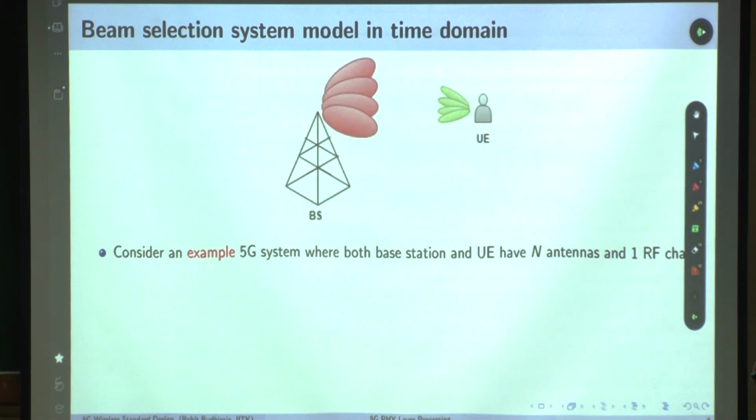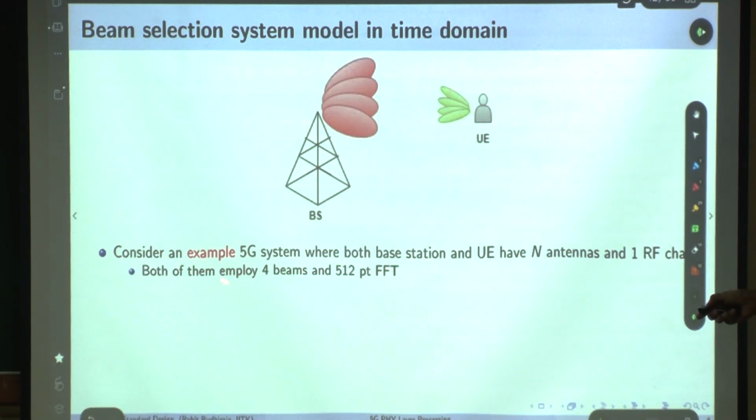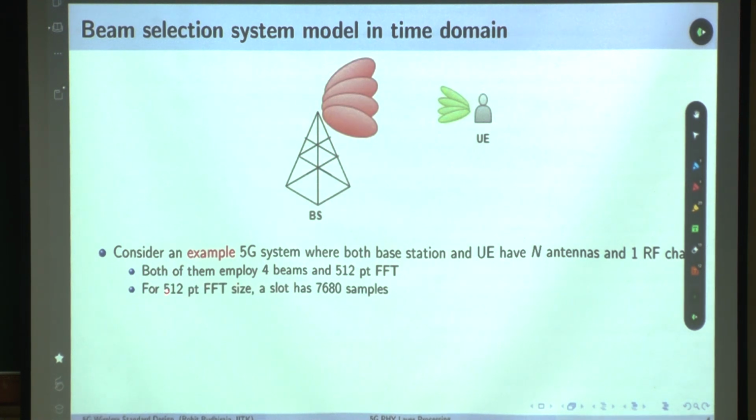So what are we saying here? Both of them employ 4 beams. The base station forms 4 beams, and the user also forms 4 beams to collect those signals. And we use 512 FFT. So it's just a simple system example. In this 0.5 millisecond, if you take 512 FFT, a slot has 7680 samples, if you consider a CP of 32 or 64 point. So a slot will have 7680 samples.